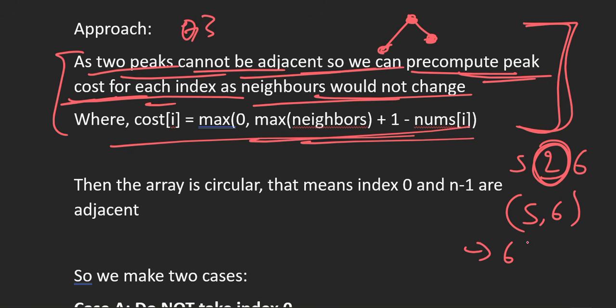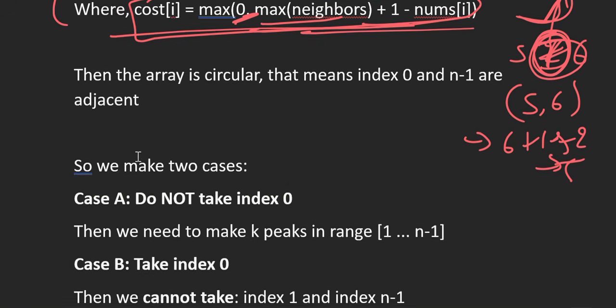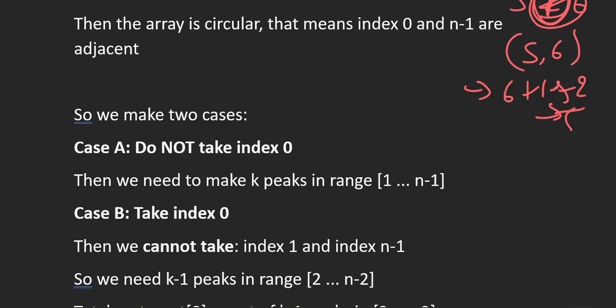So to make it a peak, it should be greater than the maximum neighbor, that is 6 plus 1. So we take the maximum neighbor plus 1 and then subtract this value, that is 7 minus 2, which is 5. So we have to do 5 operations to make it a peak element, right? But what if it is already a peak? Then the cost is 0, right? So we pre-compute all the costs. Then it is given in the question that the array is circular.